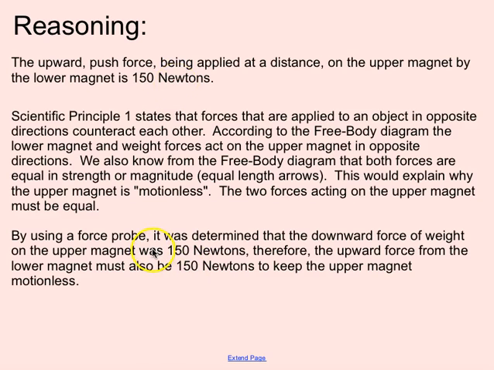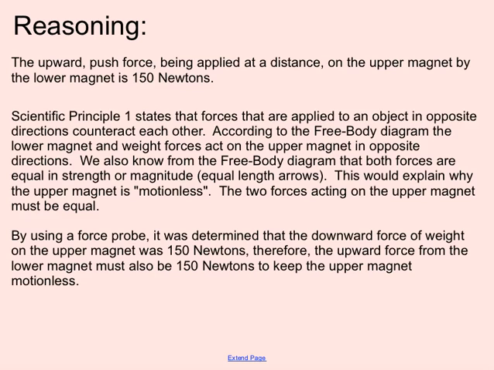So now I'm going to talk about my claim. I'm going to state it, and then I'm just going to embolden it a little bit more and explain why. So by using a force probe, it was determined that the downward force of weight on the upper magnet was 150 newtons. Therefore, the upward force from the lower magnet must also be 150 newtons to keep the upper magnet motionless. Voila, that does it. That takes all my evidence, takes the scientific principles, and explains why this evidence supports my claim. That's what you must have.